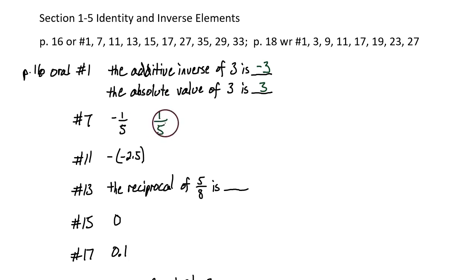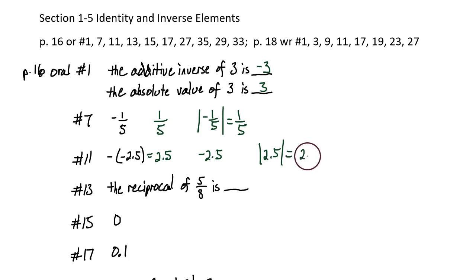That's positive 1/5. The absolute value of negative 1/5 is also positive 1/5. For number 11, the first thing to do is simplify the number they give to you. The negative of negative 2.5 is 2.5. Now find the additive inverse, negative 2.5. To find additive inverse, you change the sign of the number. Then find the absolute value, and that answer is 2.5. Absolute values of numbers are always positive answers.